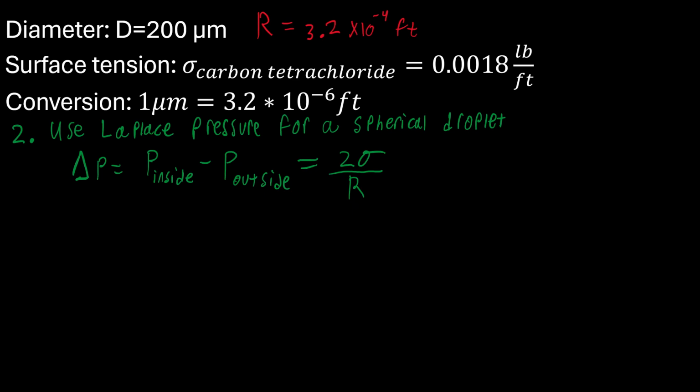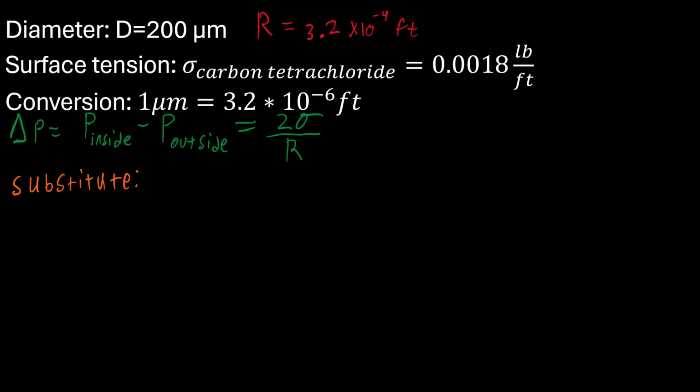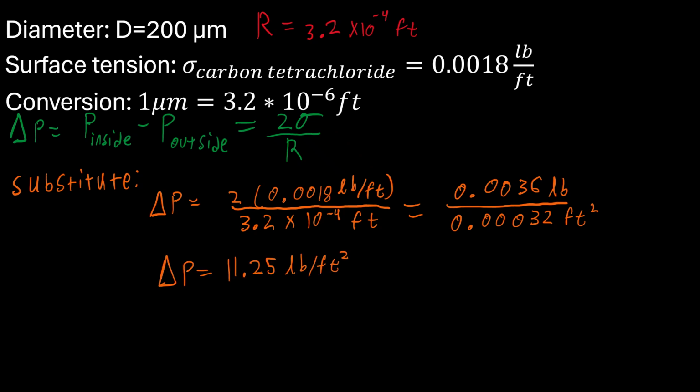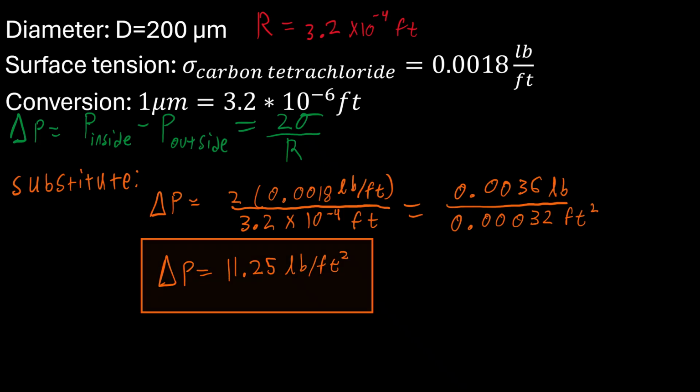Delta P is equal to 2 sigma over R. We have that equation, so we can just substitute our values in. We're looking for a change in pressure, so we want to make sure that our units are correct. Since we have pound-feet in the numerator, that turns into pound-feet squared, which is a force over an area, which is a valid unit for pressure. So our final answer is 11.25 pounds per feet squared.